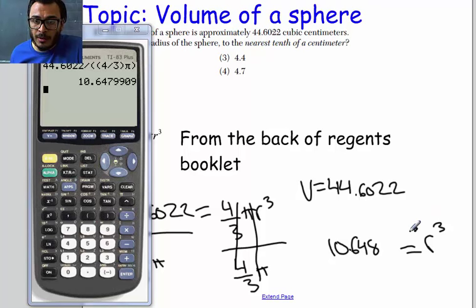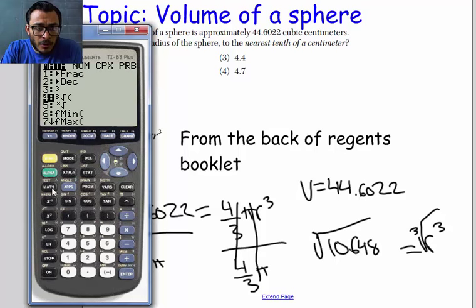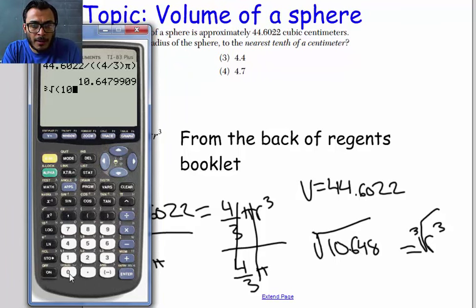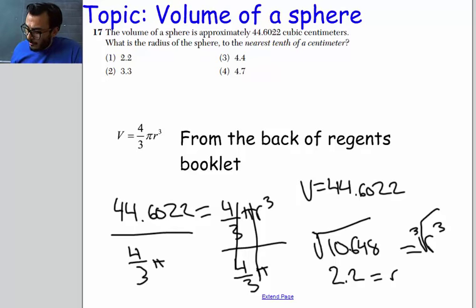So you've got to do the cubic root here. When you square something and you want to do the opposite, you square root. When you raise something to the 3rd power and you want to do the opposite, you take the cubic root. To do that, I'm going to go to math, and right over here you'll see the cubic root. I'm going to type in 10.648, and I get 2.2. So 2.2 equals r. Hope that's an answer choice, and it is. So the answer to number 17 is choice 1.